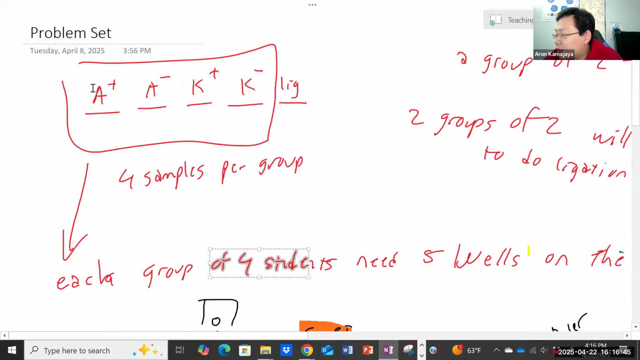Right here, you have A plus, A minus, K plus, K minus, and the ligation. So you cannot run all 5 at once. You have to calculate how many wells you have, because I don't know what gel box you have at Reseda. If your gel only has 6 wells, then you will need 1 gel per group, because you have 5 samples: A minus, A plus, K minus, K plus, and ligation, and you have to add the DNA ladder, right?